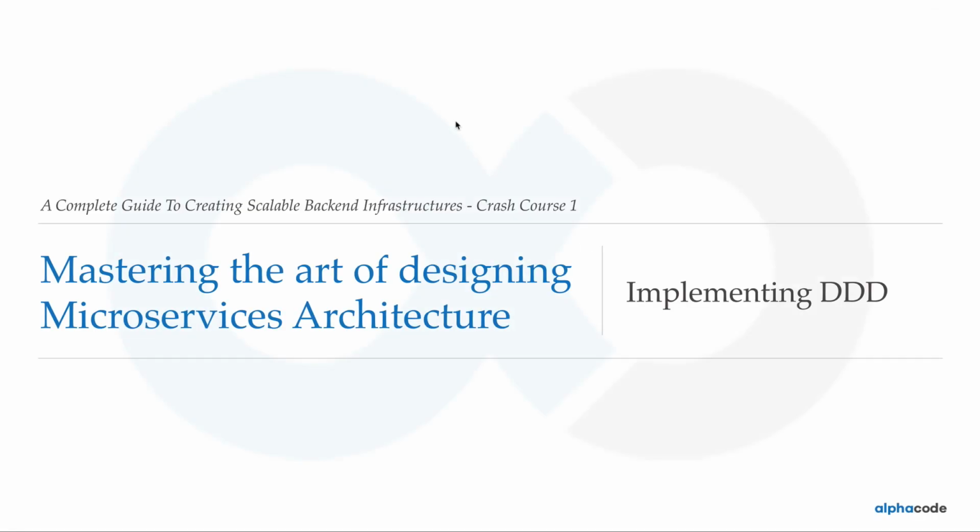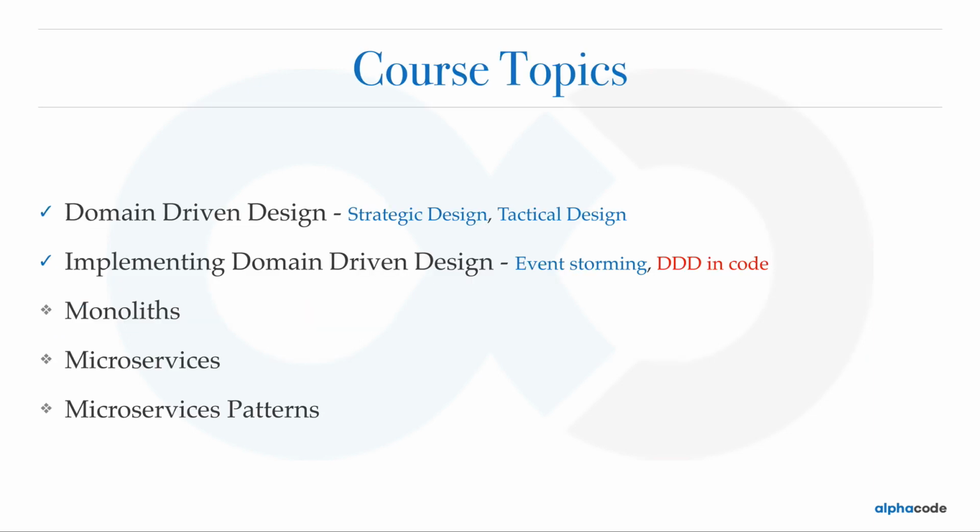So we are continuing with implementing domain-driven design. In the first part, we saw what event storming is. And in this part, we'll see how we can implement domain-driven design in code.